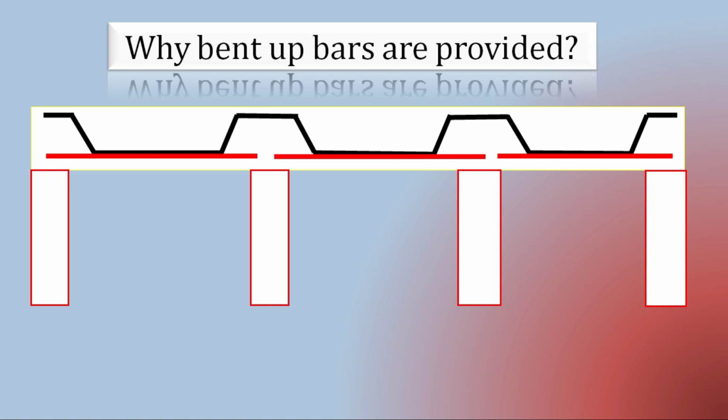Now we can easily understand why a few amount of steel is placed in upward direction, because it generates hogging type of moment, and to resist that moment we require some steel in upward direction, and that is the reason bent up bars are provided. Right, so these are the regions where you can see bent up.